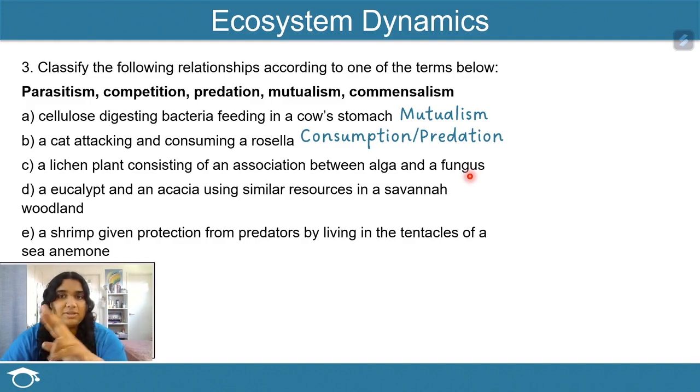So this is a mutually beneficial relationship between the two of them. They share the lichens like biomass, and this is mutualism.